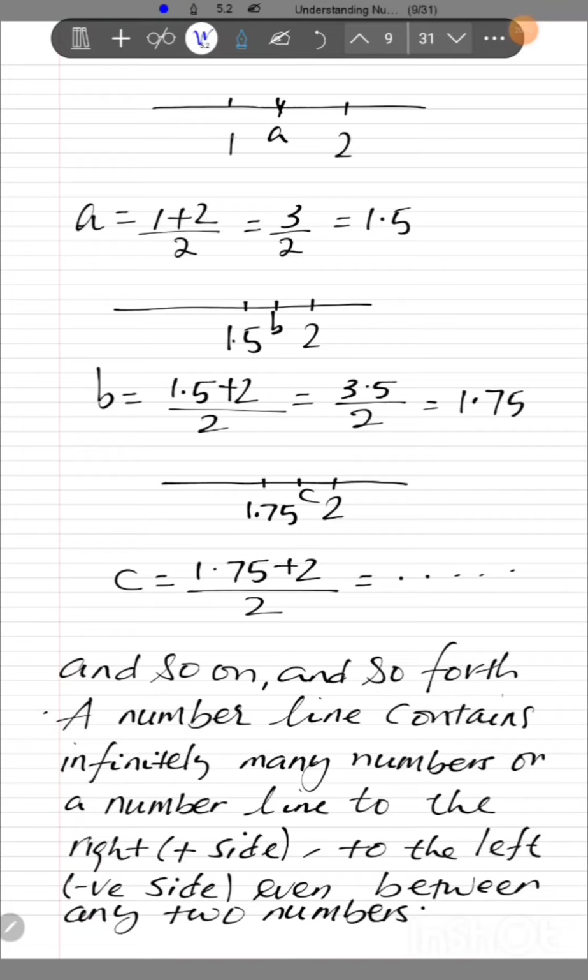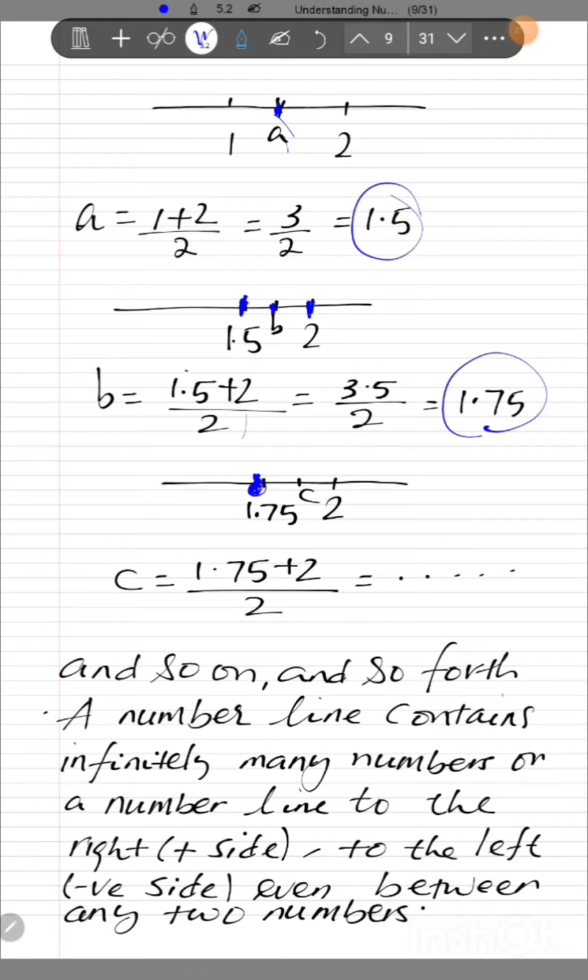So here, say we have number 1 and 2. So we have number A. A is 1 plus 2 divided by 2, which is the average of the two. Add the two and divide by 2. So it is 3 divided by 2, 1.5. So we have 1.5 here. Then between 1.5 and 2, we have another number: 1.5 plus 2 divided by 2, which is the average of the two. Here it is 3.5 divided by 2, which is 1.75. Now we have 1.75 here.